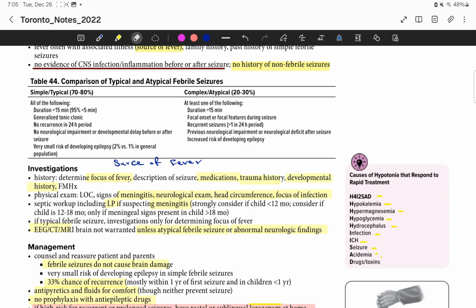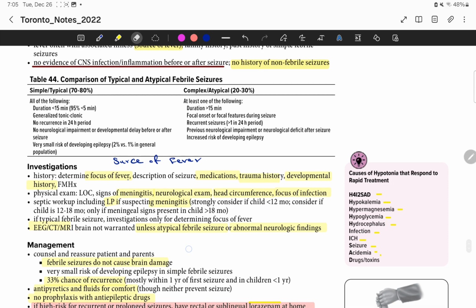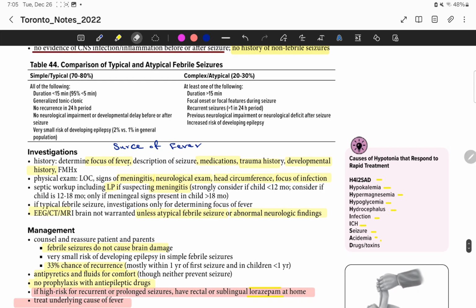So in the physical examination, we will check for signs and symptoms of meningitis also. And if we find any symptoms of meningitis, then we are going for lumbar puncture at that time. Until we find any signs and symptoms of meningitis, we don't do any kind of lumbar puncture or anything else. So we have to know about that.